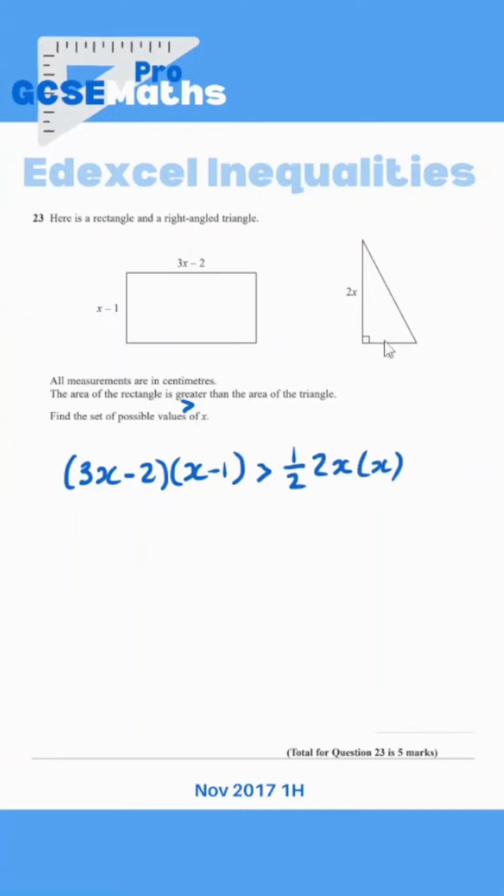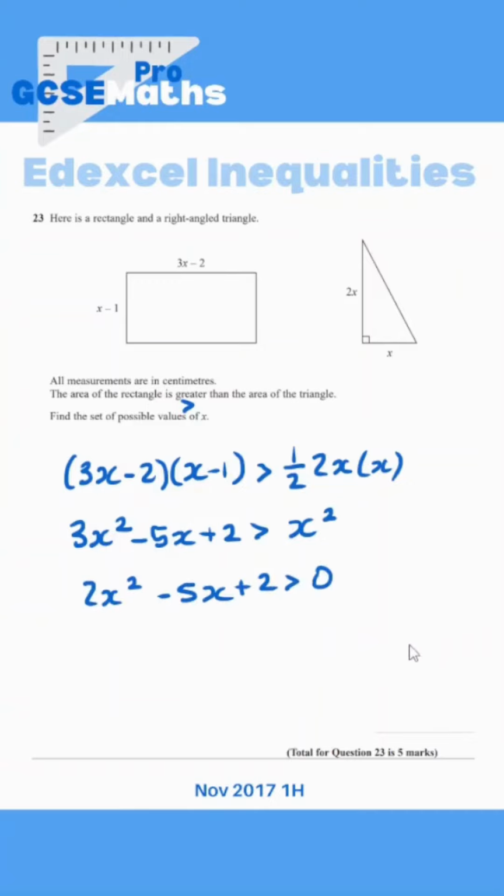Now I can almost forget about my context for a little bit. Because they've asked us to find a set of possible values of x, that's basically just saying solve it. So let's expand everything. I'm going to end up with a quadratic overall, so I'm going to move everything to the side where that quadratic, that x squared, would still be positive. So I'm going to subtract the x squared. Now I'm going to solve it by trying to factorize. For now, I'm just going to write equals 0. I'm going to solve it and then bring back my inequality at the end.